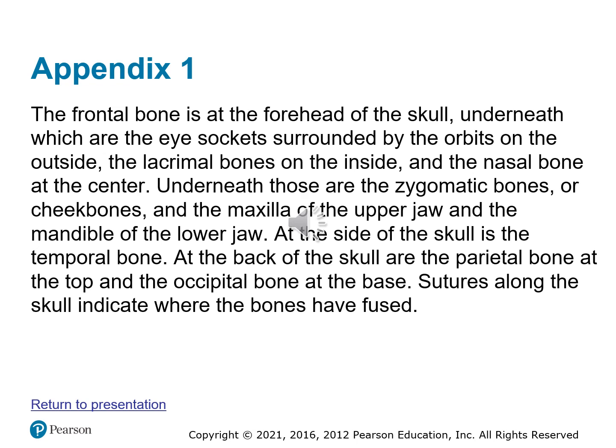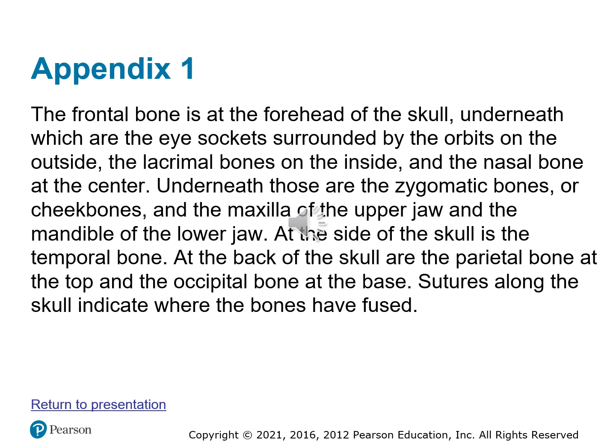Let's go through these last couple slides here. We've got talking about the skull. The frontal bone is at the forehead. There is one frontal bone. Underneath are the eye sockets surrounded by the orbits on the outside. The lacrimal bone is on the inside, and the nasal bone is there in the center. Underneath these are the zygomatic bones, or the cheekbones, and the maxilla, which is the upper jawbone.